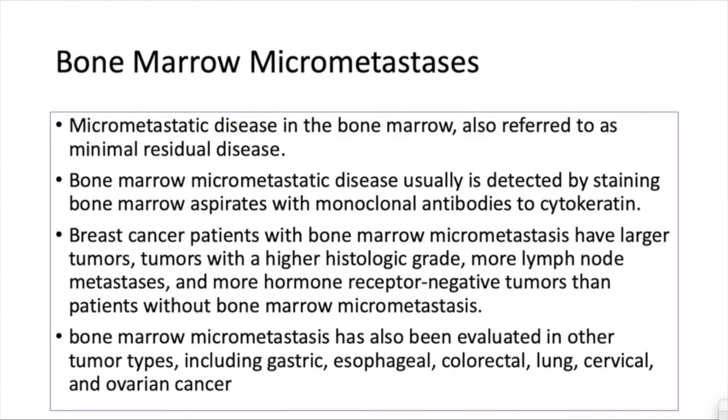Then we have bone marrow macrometastasis. Macrometastatic disease in the bone marrow is also referred to as minimal residual disease. This is usually detected by staining bone marrow aspirates with monoclonal antibodies to cytoskeleton. Breast cancer patients with bone marrow macrometastasis have larger tumors, higher histologic grade, more lymph node metastasis, and more hormone receptor negative tumors than patients without bone marrow macrometastasis.